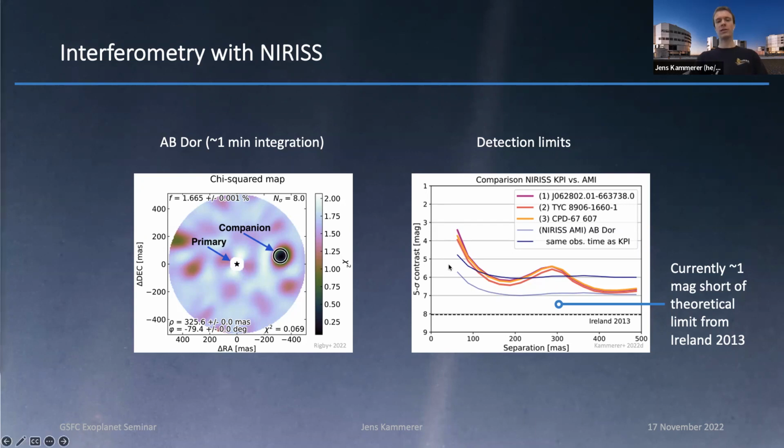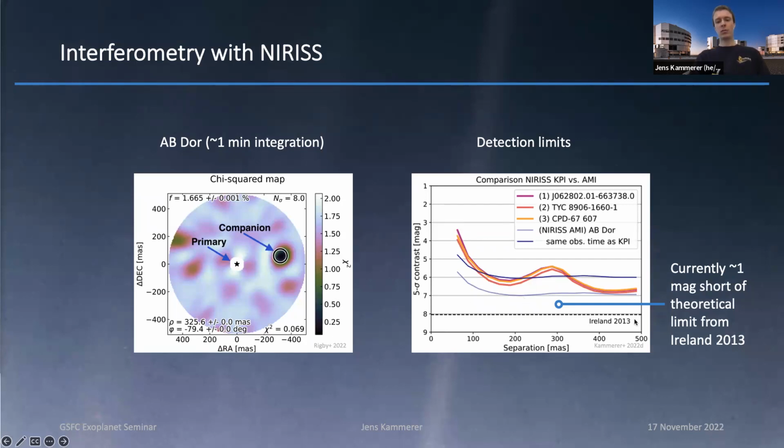And the plot on the right shows our detection limits. Here I want you to focus only on this light blue line down here, which is showing the nearest AB Dorado's data. So we got down to about 7 magnitudes of contrast. It's of course by far not as deep as you get with coronography, but you have to keep in mind it's at much smaller separations, right?